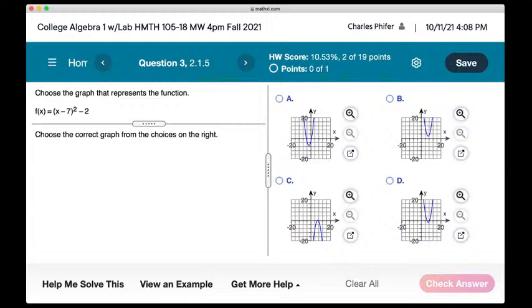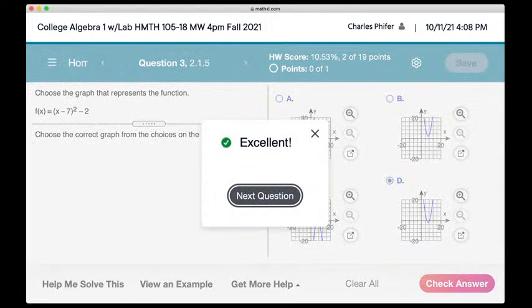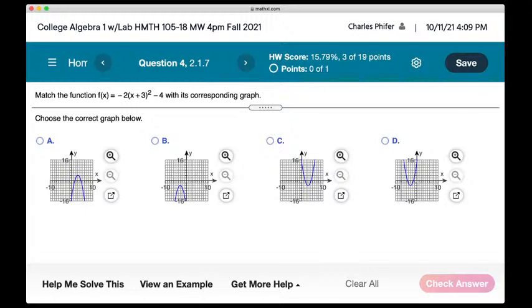So that puts us in quadrant 4, and it looks like D is the only one that did that. Went right 7 and down 2. I think C is the wrong orientation. It's upside down, right? We didn't multiply the outside by a negative at all. So it should be D. So, I mean, we essentially just use transformations there. Let's try some more. We can still do transformations here as well.